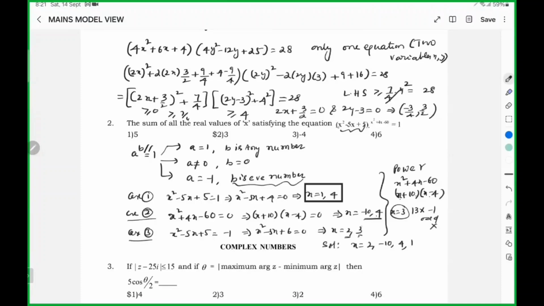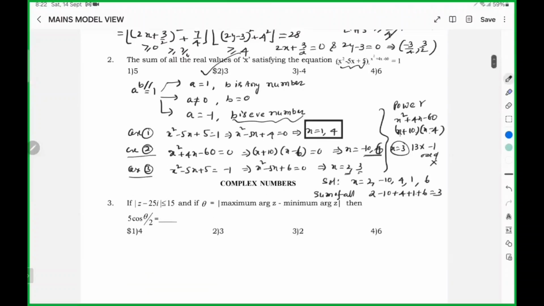Here it is, this is 6, right? So here it is 6. So sum of all the solutions, 2 minus 10 plus 4 plus 1 plus 6. So here it is 7, 11, 13 minus 3. Sum of all the values of x.